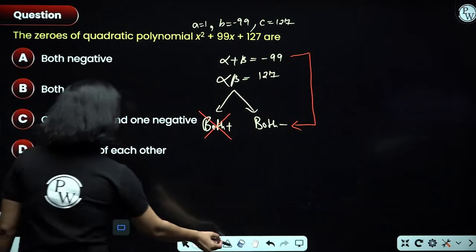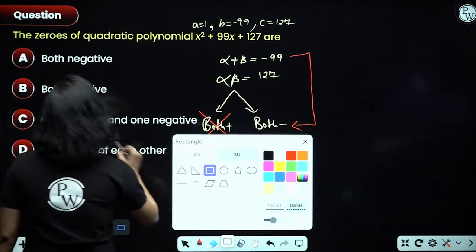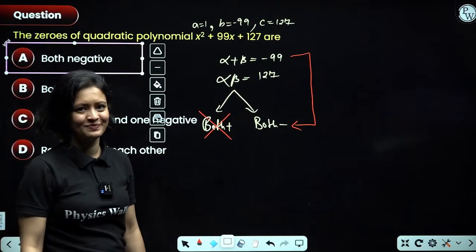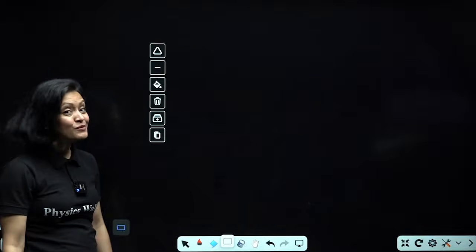So what is the correct answer, everyone? The correct answer is option number A. Both of them are negative, right? Yes. Let's move on then.